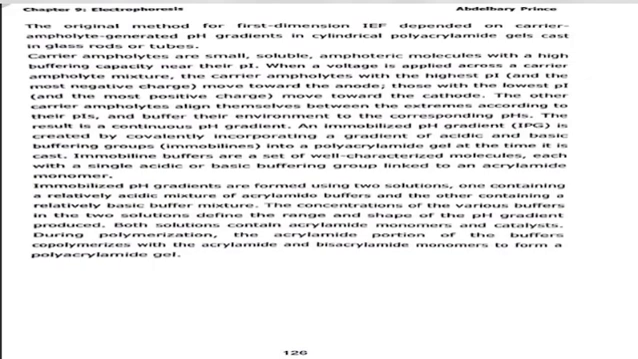The other carrier ampholytes align themselves between the extremes according to their pIs and buffer their environment to the corresponding pHs. The result is a continuous pH gradient. An immobilized pH gradient (IPG) is created by covalently incorporating a gradient of acidic and basic buffering groups (immobilines) into a polyacrylamide gel at the time it's cast.